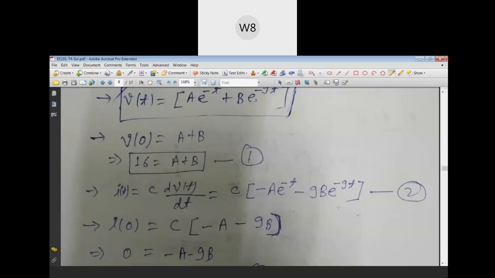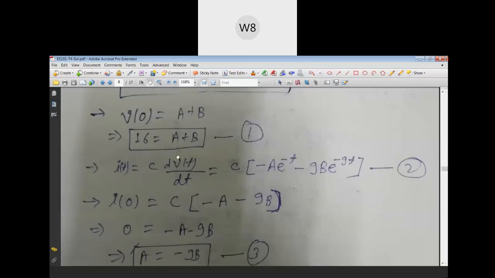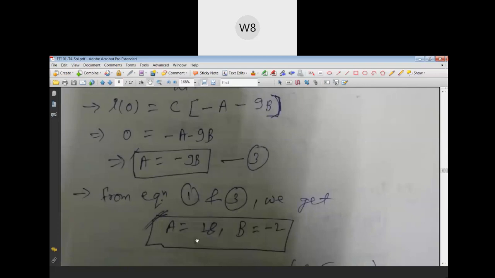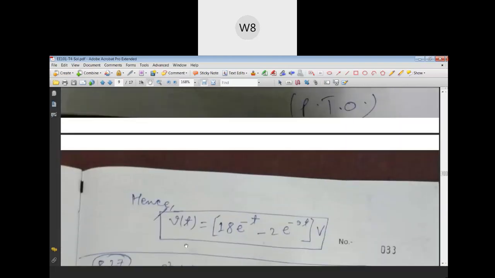Again at the t equal to 0 moment, which is the moment when the switch is opened. Before the switch is opened, the current through the capacitor was 0. So when the switch is opened, right at that moment the current is also going to be 0 or very, very small. So the initial current through the capacitor is going to be 0. That gives rise to the second equation. We set up these two equations and solve for a and b, and a turns out to be 18 and b is minus 2. So the voltage across the capacitor will vary as per this expression, which has two exponential terms.